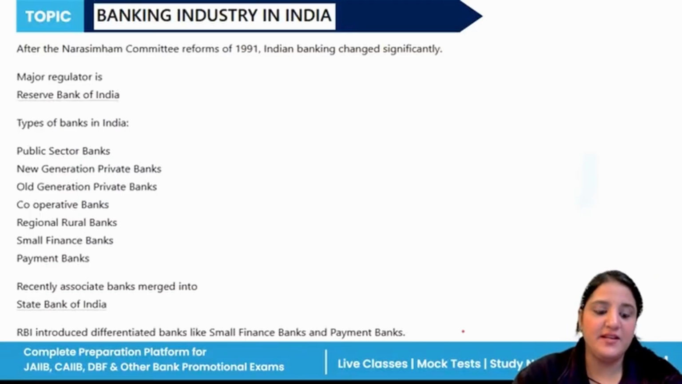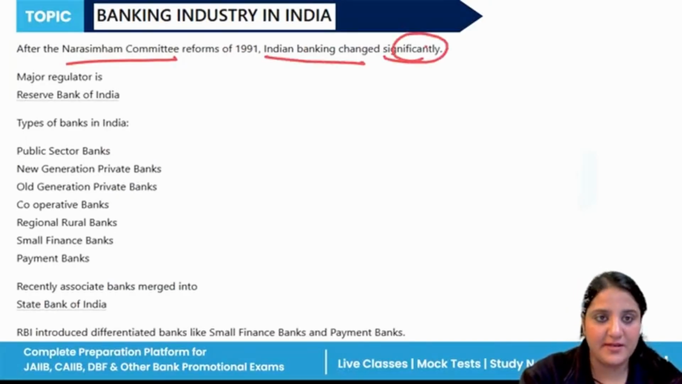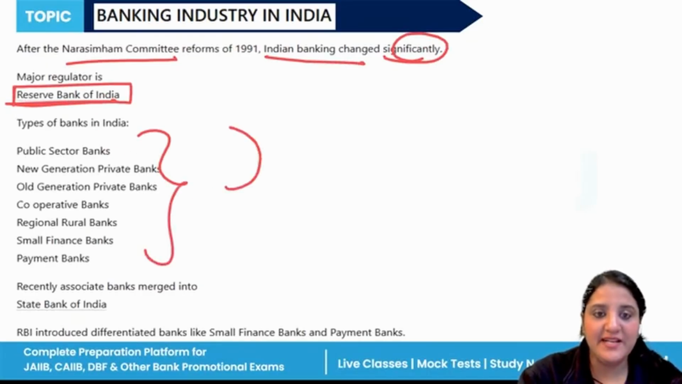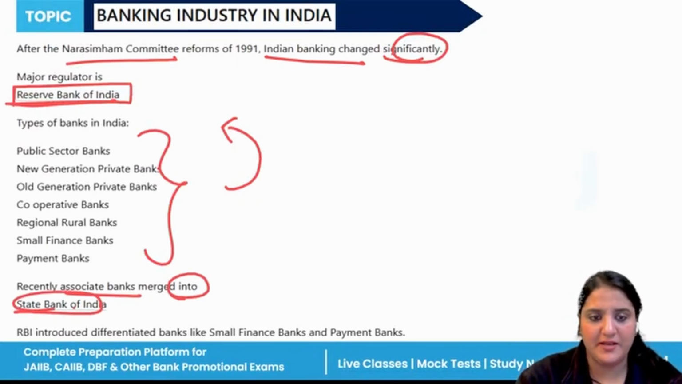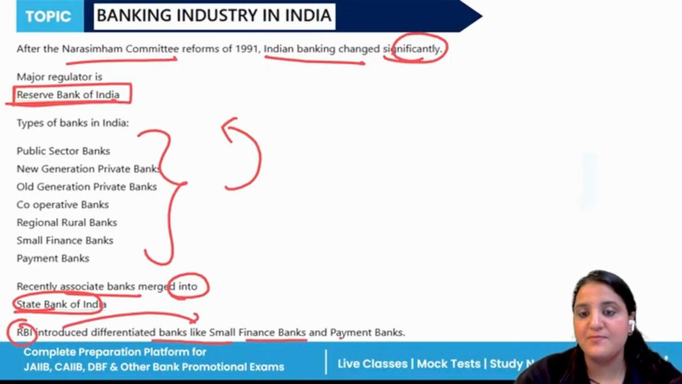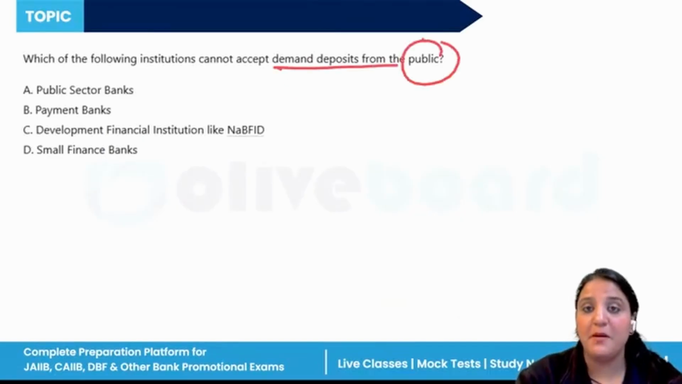Then banking industries in India. After the Narasimham Committee reforms of 1991, Indian banking changed significantly. And the major regulator is the RBI. These are the types of bank in India which basically come under the RBI regulation. And recently, associated banks are merged into the State Bank of India. RBI introduced differentiated banks like small finance banks and payment banks. So, which of the following institutions cannot accept demand deposit from the public?